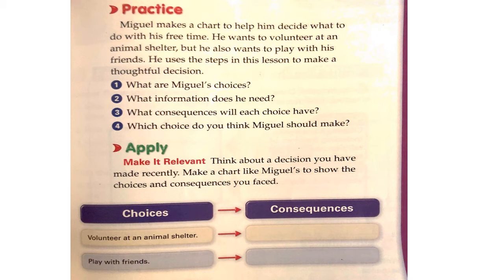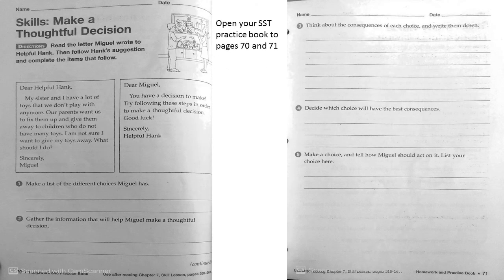Great, so let's practice now. Grade 3, what I want you to do is that I want you to open your SST practice book to page 70 and 71. Okay, you can see that there is a letter that Miguel wrote to Helpful Hank. Now, Helpful Hank is an imaginary character, of course. Then follow Hank's suggestion and complete the items that follow. So there's a letter from Miguel to Helpful Hank, and then Helpful Hank replied to Miguel. So we're going to look into both of these friendly letters. Okay, let's have a closer look.